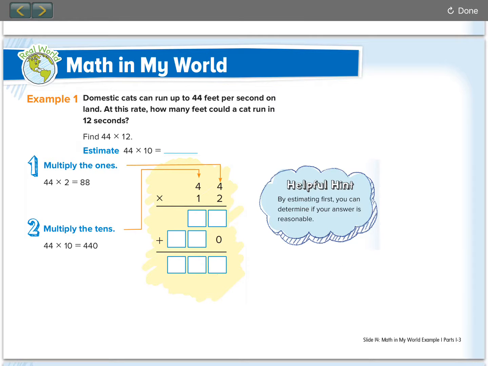Domestic cats can run up to 44 feet per second on land. At this rate, how many feet could a cat run in 12 seconds? Find 44 times 12. First estimate, then do the problem. Start by multiplying the ones, then multiply the tens. Don't forget that by estimating first, you can determine if your answer is reasonable.